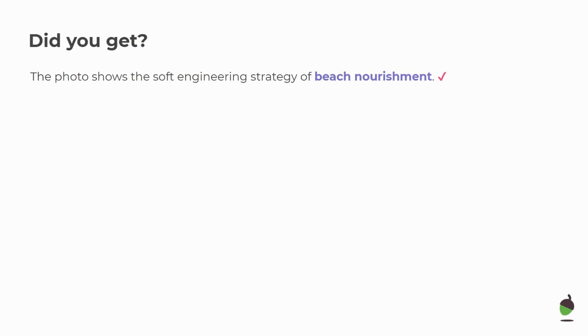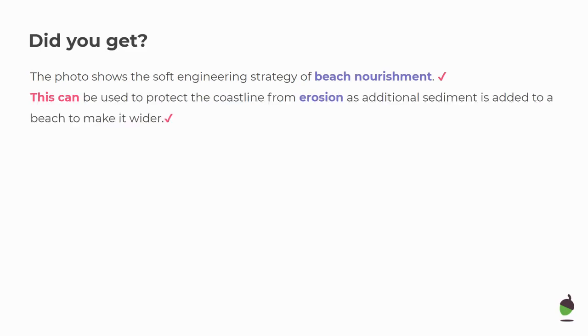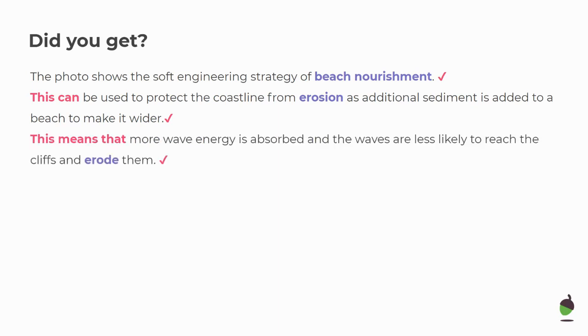The photo shows the soft engineering strategy of beach nourishment, so you get a mark for identifying that. This can be used to protect the coastline from erosion as additional sediment is added to the beach to make it wider. Second mark. This means that more wave energy is absorbed and the waves are less likely to reach the cliffs and erode them.